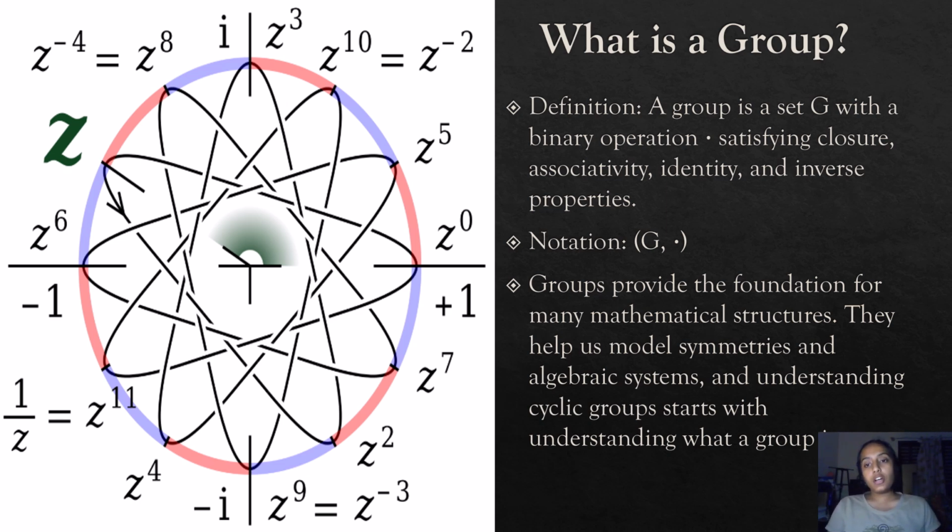If any function or binary operation modulo that we consider satisfies all these properties, then it will be considered a group. And we have the notation, which is inside parentheses we write G, which is the set, and the operation, that is dot in this case. Groups provide the foundation for many mathematical structures, and they help us model symmetries, algebraic systems, and understand other concepts with the help of group concepts.